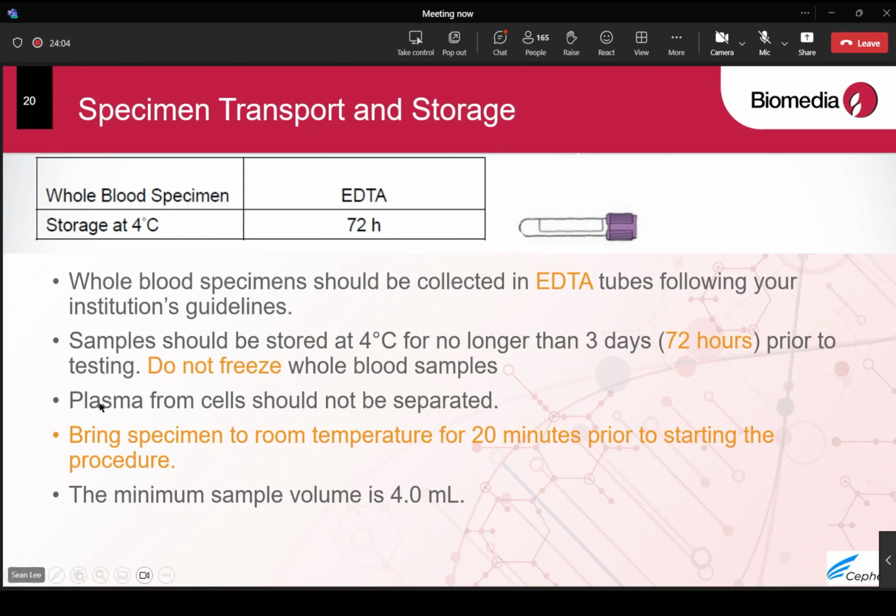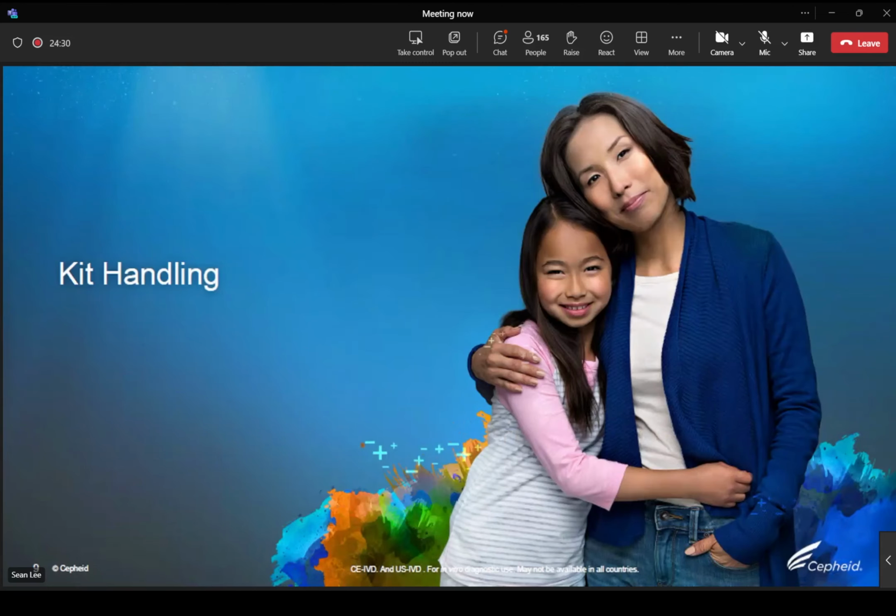Okay. All right. So make sure that the plasma and the cells do not separate. This is quite important. When you want to start testing, you bring the specimen to room temp for at least 20 minutes before starting the test. It's quite important. And the minimum sample volume is 4 ml. All right, it's quite important for this.